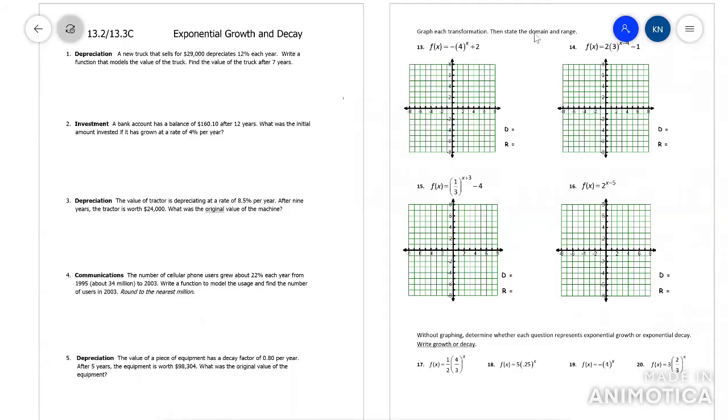All right, this video is going to go over 13.2, 13.3c. It's just more practice on this exponential growth and decay. So let's look at some of these word problems.